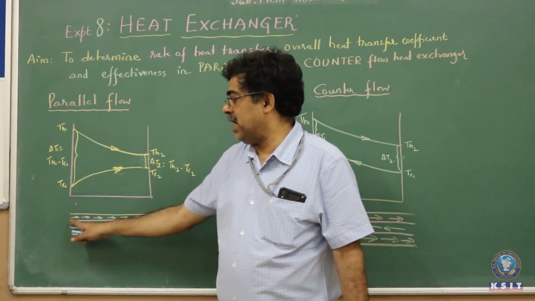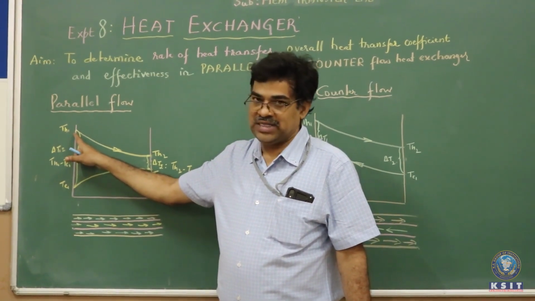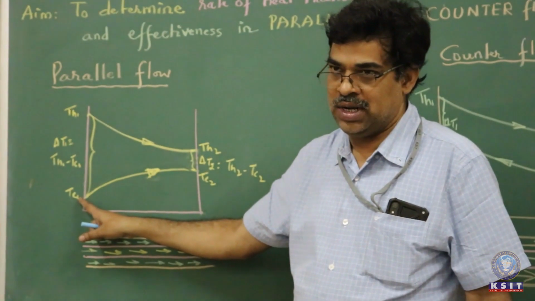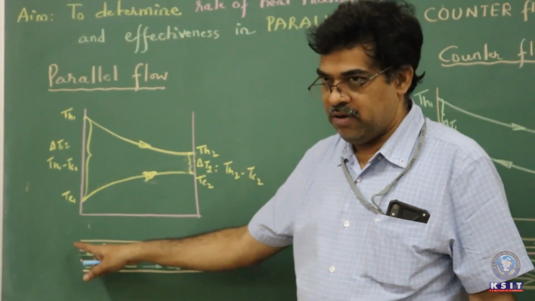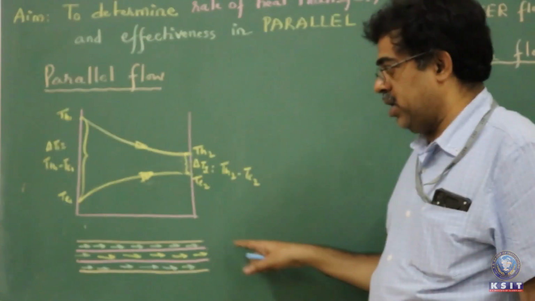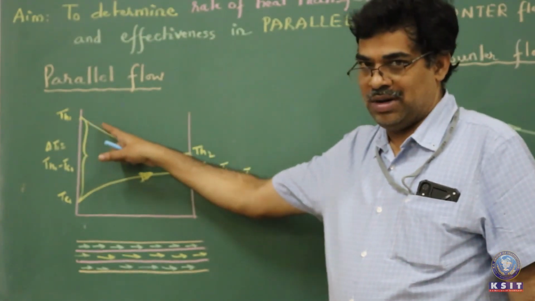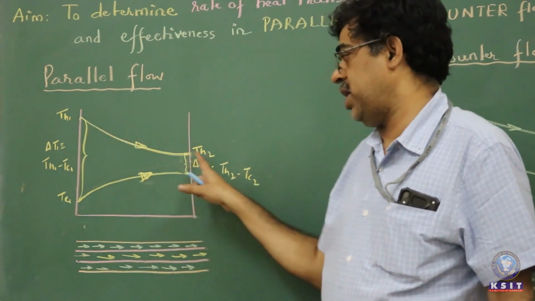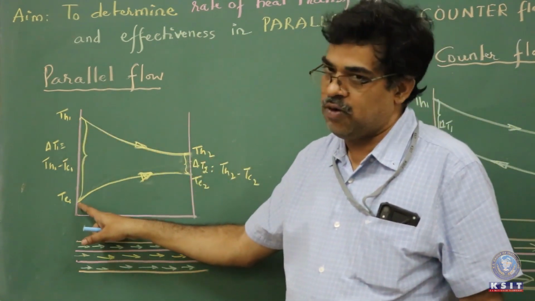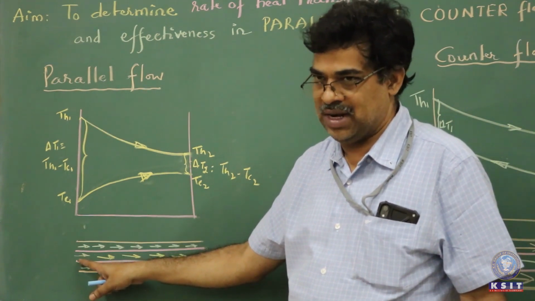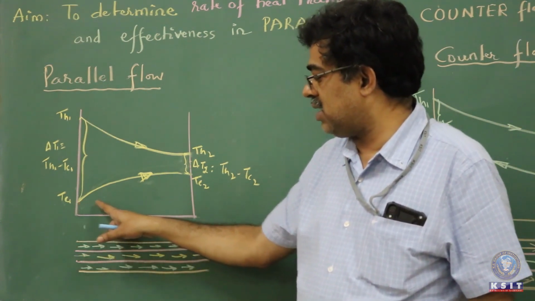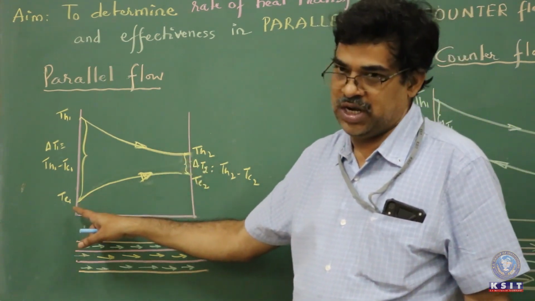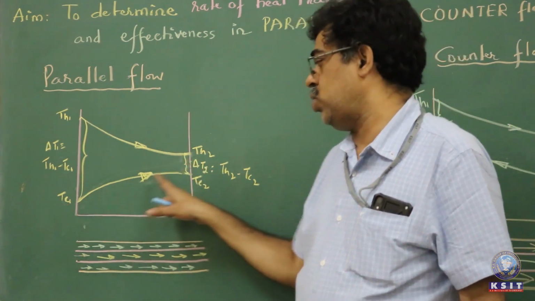At the inlet, the hot fluid has the higher temperature and the cold fluid has the lower temperature. When the hot fluid moves along the pipe, its temperature goes on decreasing from TH1 to TH2. Similarly, the cold fluid enters at the same inlet. When it flows along the length of the pipe, it absorbs heat from the hot fluid and its temperature increases from TC1 to TC2.